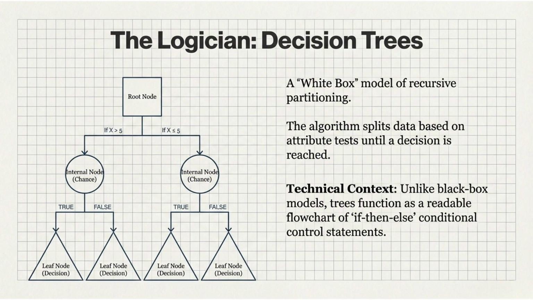Decision trees are white box models, which means they are easy to understand. They split data step by step based on conditions, and each internal node represents a decision or test. Leaf nodes give the final prediction or decision. The structure works like a clear if-then-else flowchart.